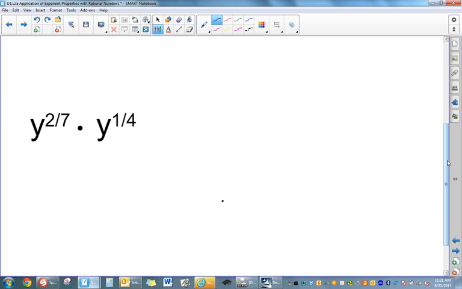All right, let's go back to learning. So, when you added these two together, you have y to the 2/7 and y to the 1/4. When you add these, once again, my advice, do your adding off to the side, that way it doesn't get all jumbled up. You have 2/7 plus 1/4. The common denominator is going to be what?